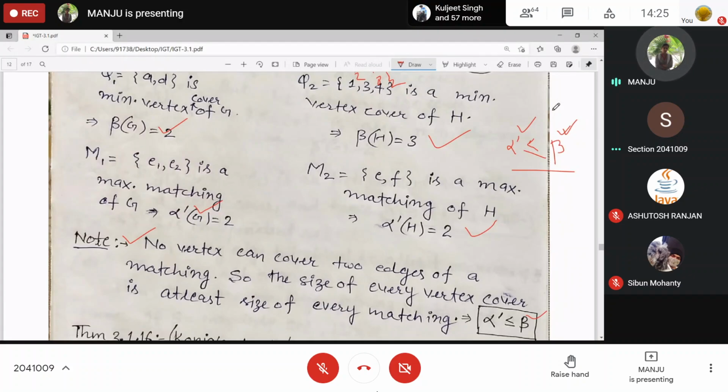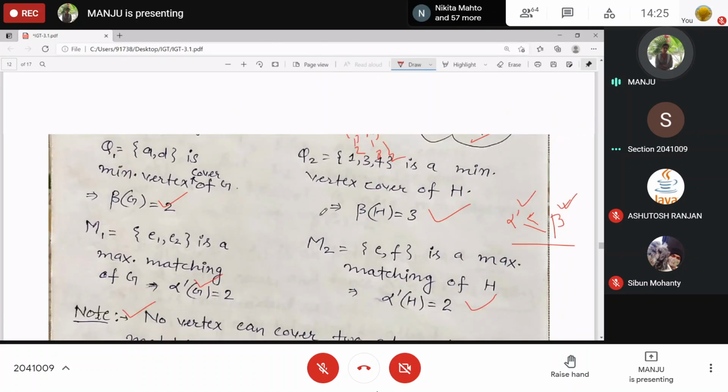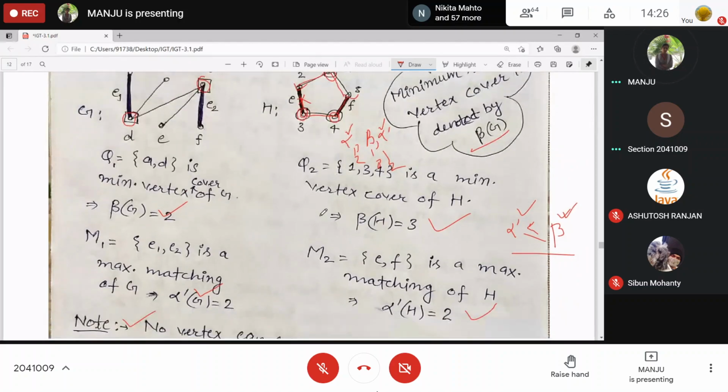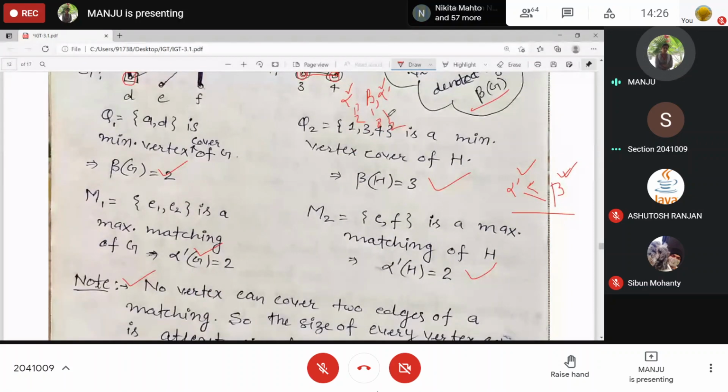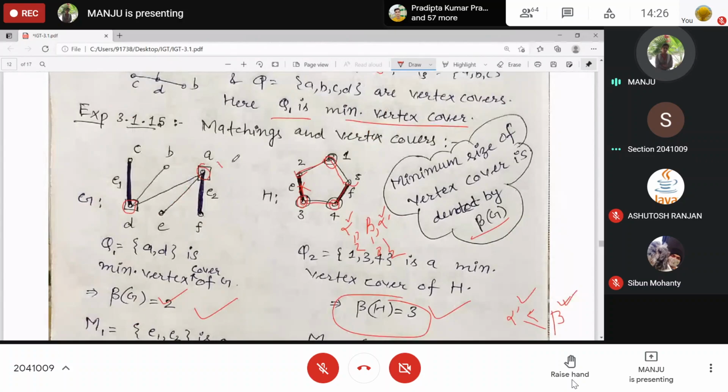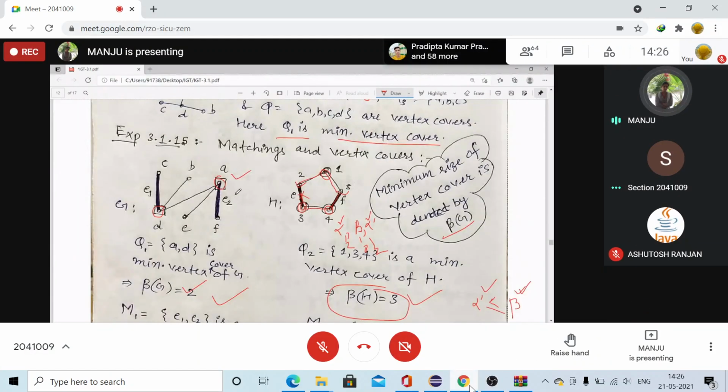And for any bipartite graph, this is for any graph, okay? For any bipartite graph, tell me. See, in any general graph, beta was greater than or equal to alpha dash. Here we have, strictly greater than. Can we have equal? Yes. So in any bipartite graph, you have equality.